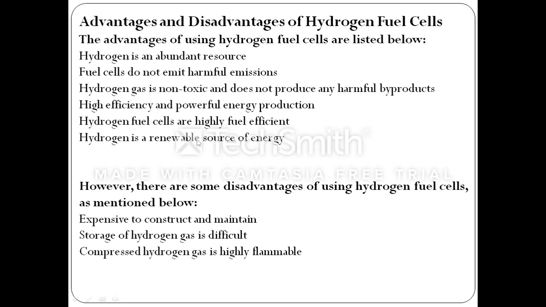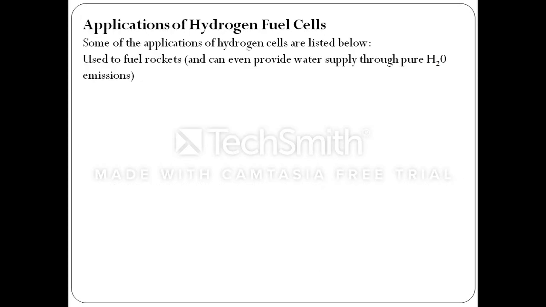However, there are some disadvantages of hydrogen fuel cell that are mentioned below: it is expensive to construct and maintain. The storage of hydrogen gas is difficult. Then compressed hydrogen gas is highly flammable. So those are the advantages and disadvantages of hydrogen fuel cell. Then application of hydrogen fuel cell. Some of the applications of hydrogen fuel cell are listed below. It is used for fuel rockets and can even provide a water supply through pure H2O emission.